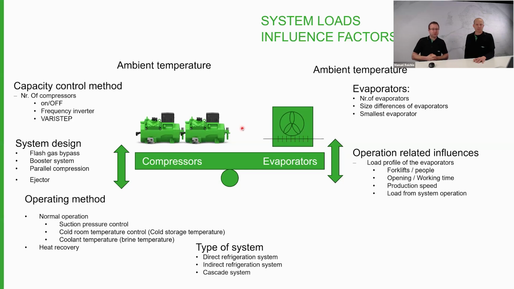But also the capacity control method, for example, is on the left side, very important. If I don't have VARISTEP or variable speed, I can manage it by on and off, but then it will always dance like this. With a frequency inverter, I can really run it, let's say, quite stable within the range of the frequency inverter. And with the VARISTEP, I can basically do the same like with the inverter, but with a wider range. We will have some examples there in the later slides.